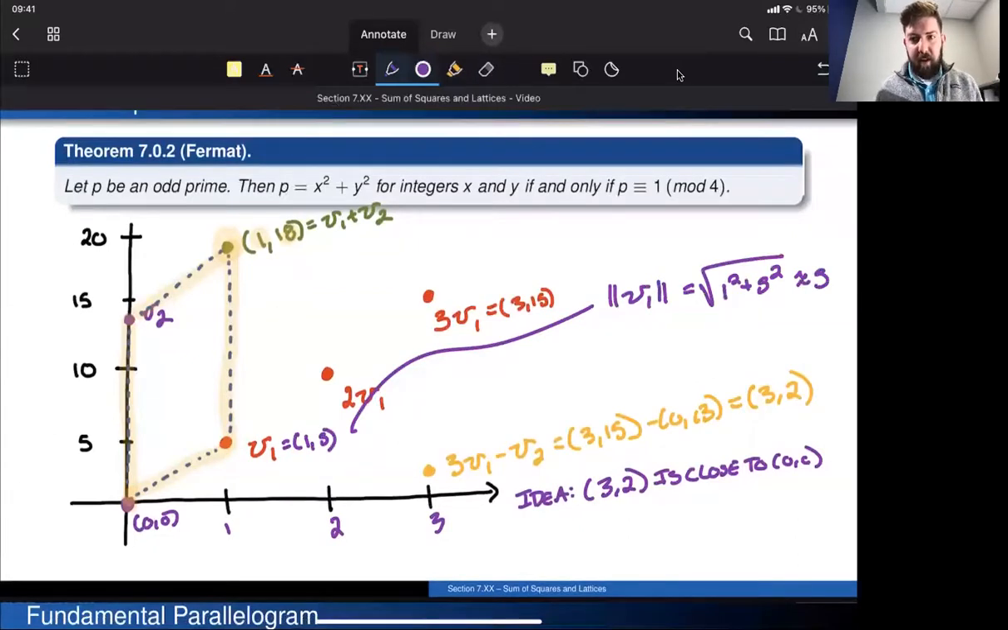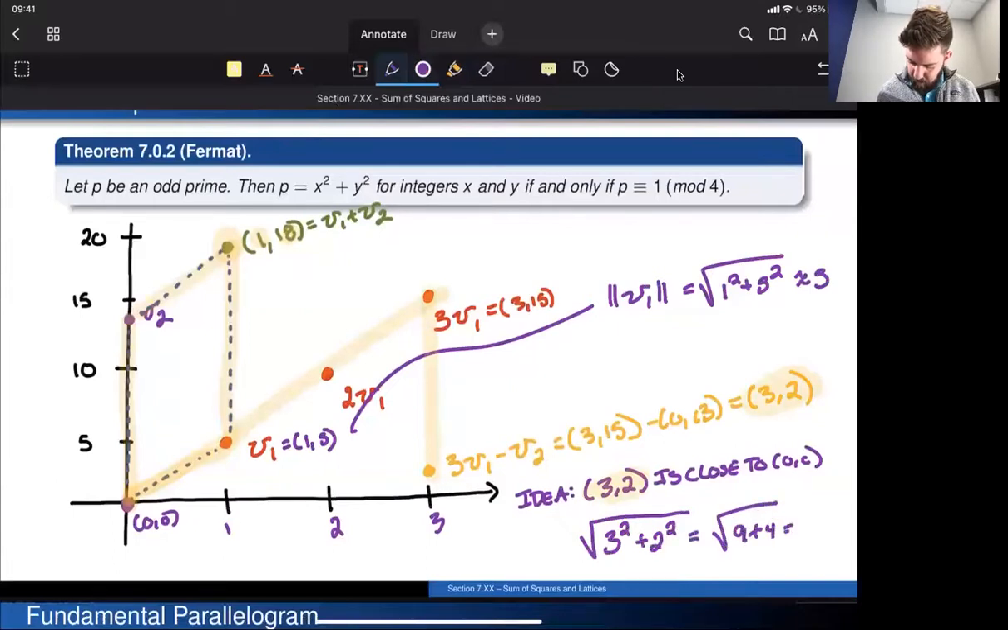We can actually find some vectors that are going to be closer to the origin than that thing, namely this little vector down here at 3, 2. So I can get to vector 3, 2 by taking 3 copies of vector v1. That brings me up to 3, 15, and then subtracting off vector v2. So 3, 15 minus 0, 13 leaves me at 3, 2. And the length of that thing is really nice because it's going to be 3 squared plus 2 squared, which is the square root of 9 plus 4, which is the square root of 13, which is definitely less than 5. So it's closer.